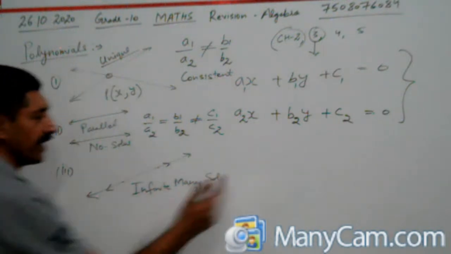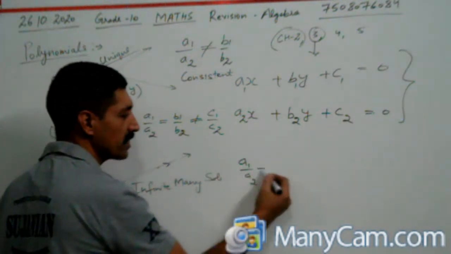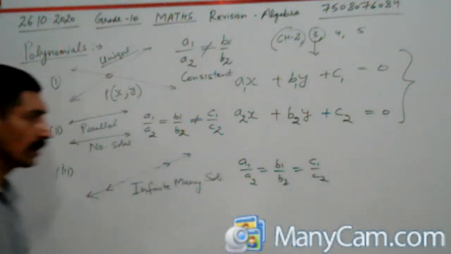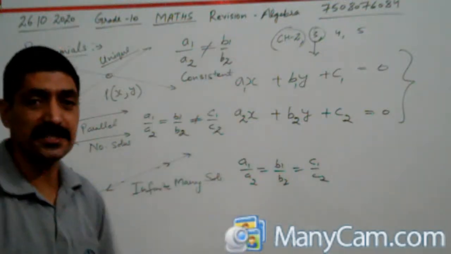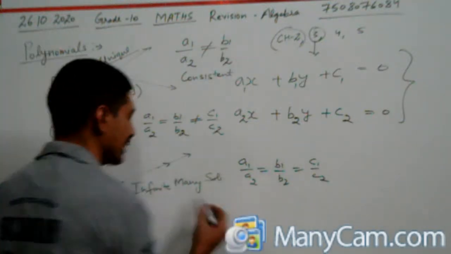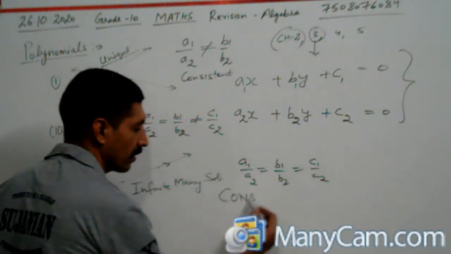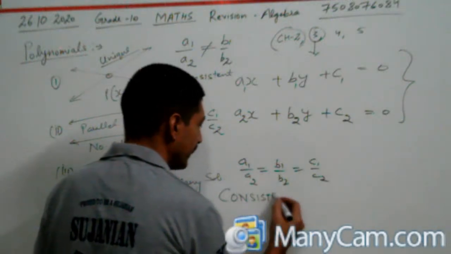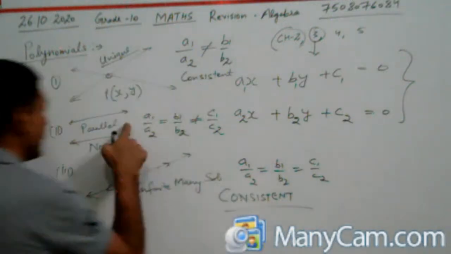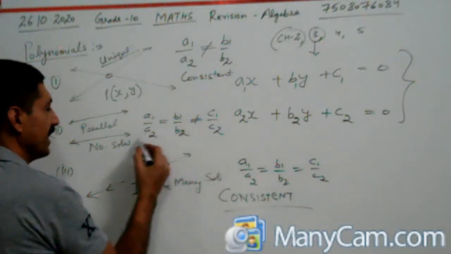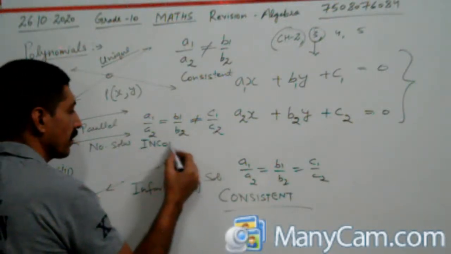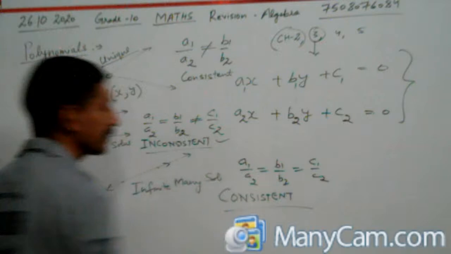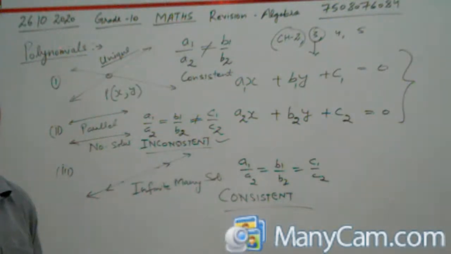Right? And in the third case we always have a1/a2 = b1/b2 = c1/c2. Okay. In the first and third cases we say the equations are consistent. Whereas in the second case, when the lines are parallel, the pair of equations is inconsistent.